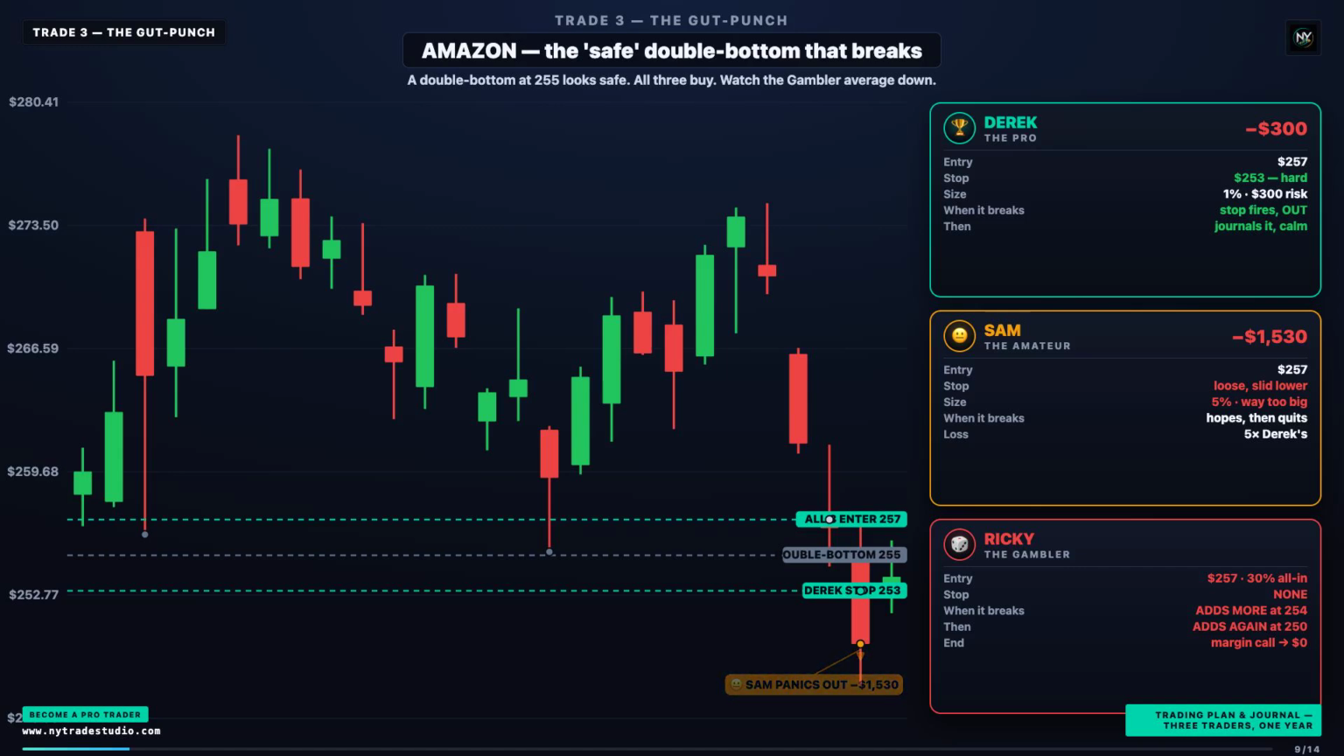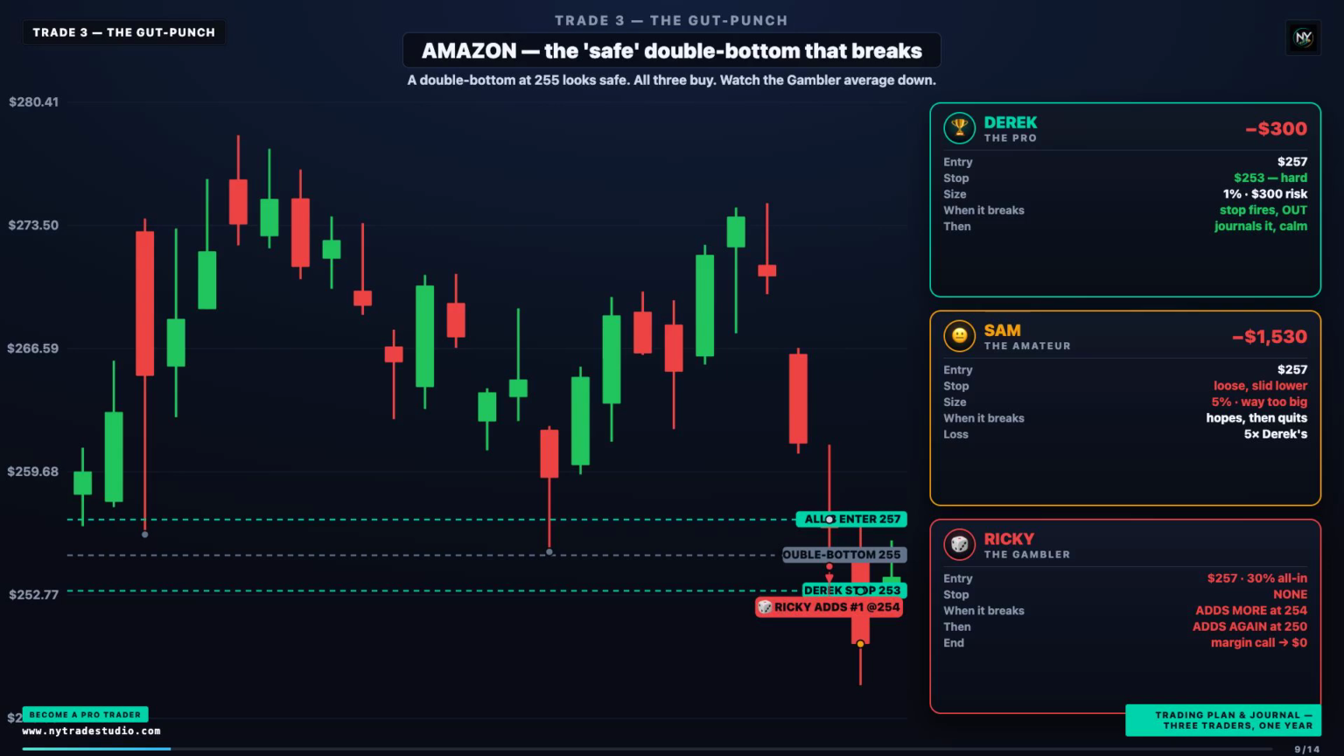Ricky went 30% all in at 257, no stop, because in his head stops are for cowards. When the floor cracks on June 2nd, a disciplined trader just takes the small loss. Ricky cannot accept being wrong, so he tells himself the story every blown-up trader tells: if I buy more down here, I lower my average price, and then it only needs a tiny bounce to get me back to even. So right here at 254 he adds more, doubling down on a position that is already bleeding.